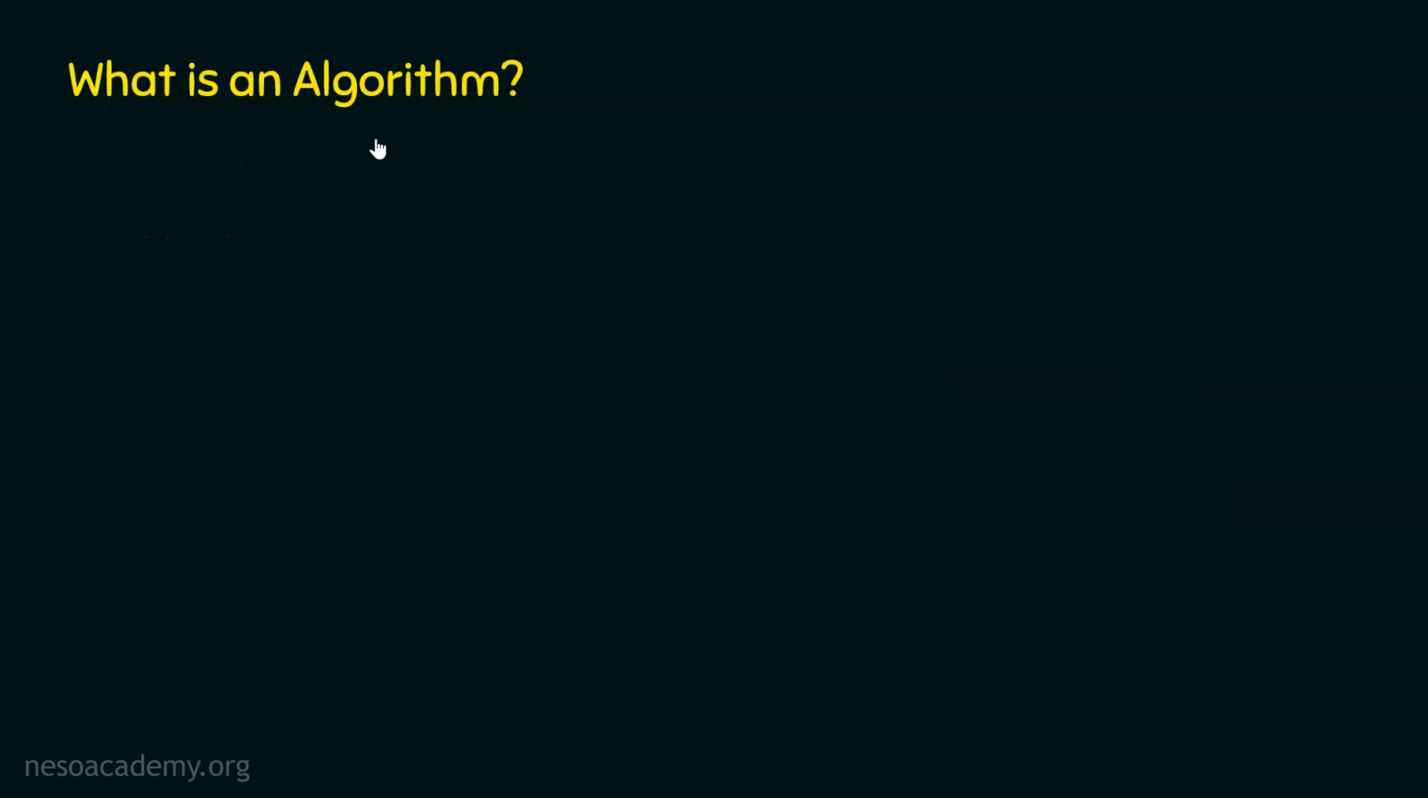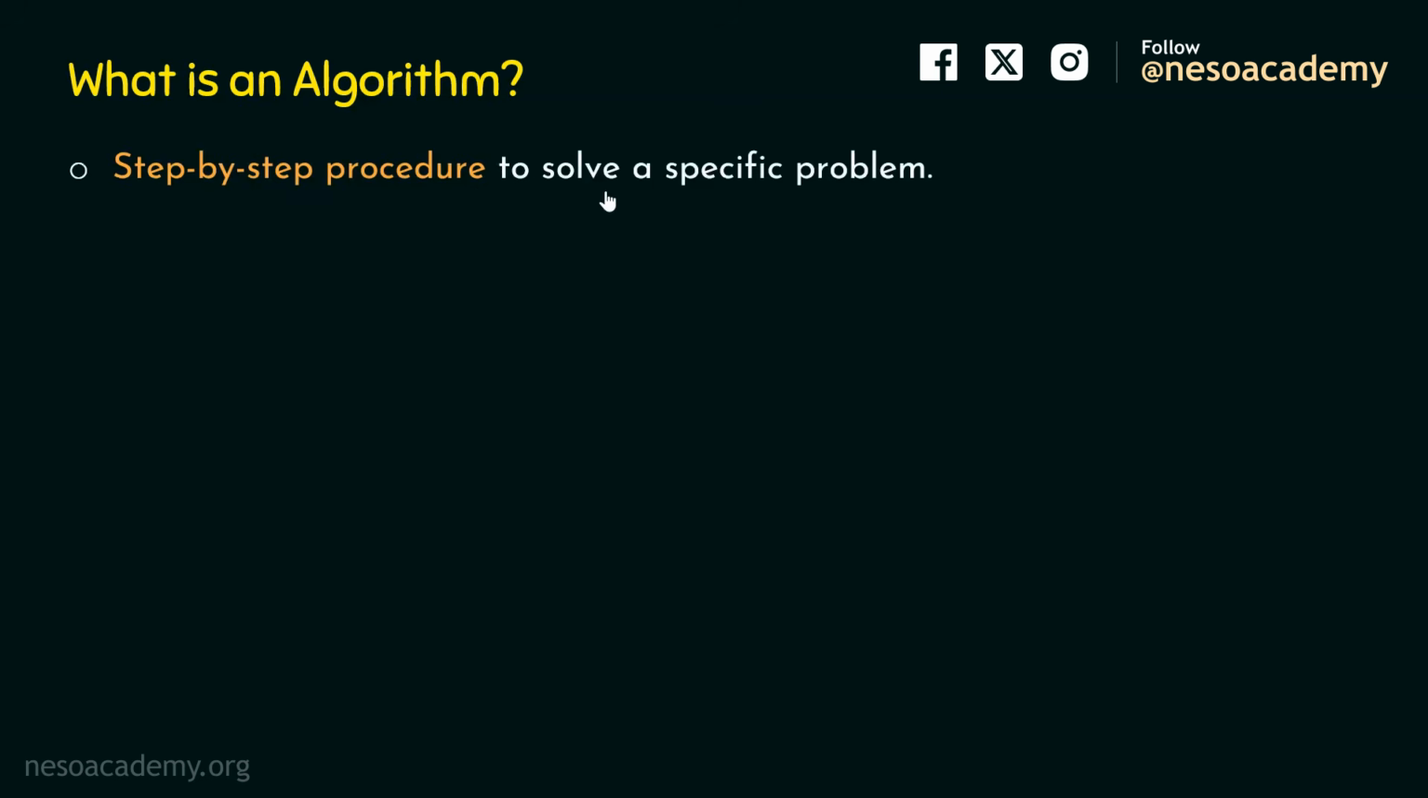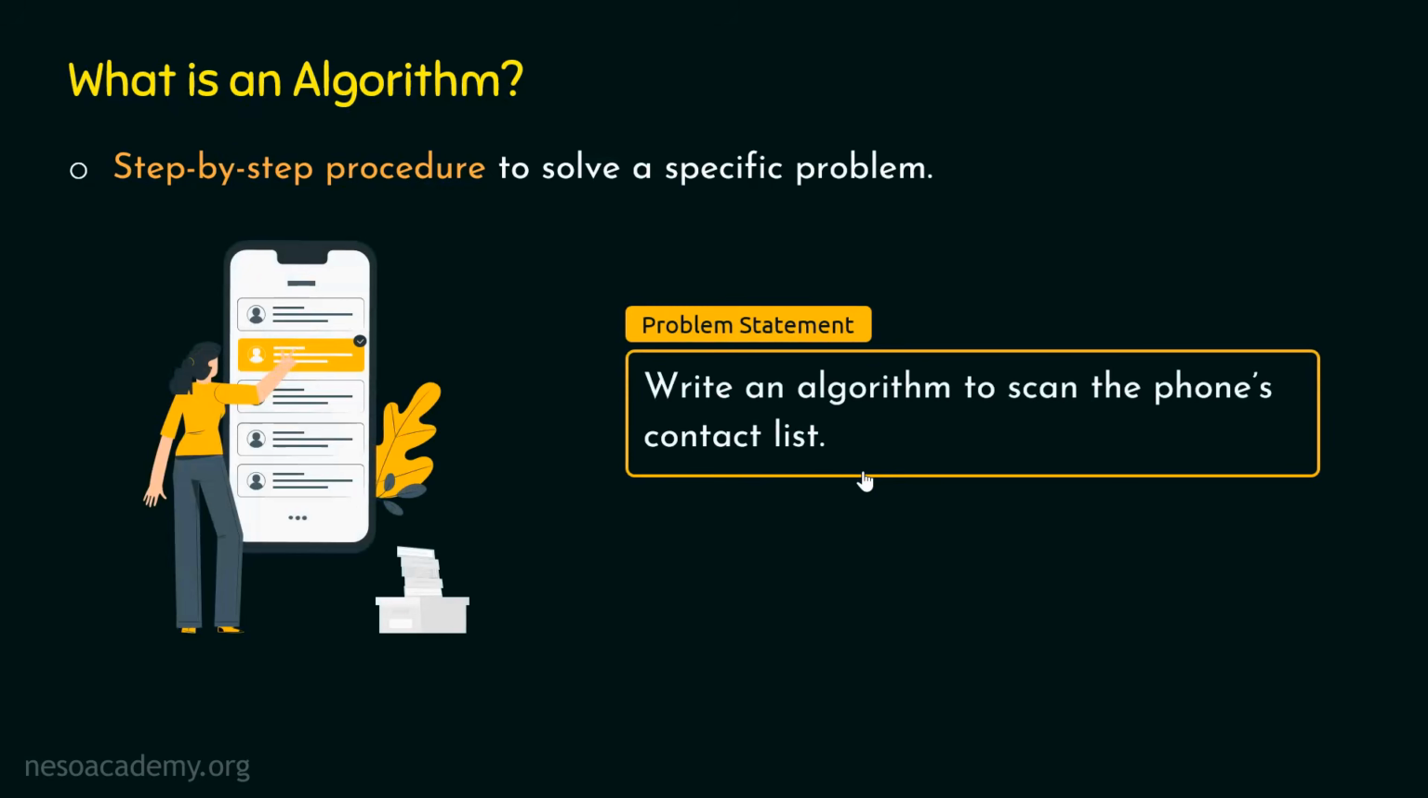So, what is an algorithm? An algorithm is a step-by-step procedure to solve a specific problem. Through an algorithm, we can solve a specific problem in hand. In order to understand this properly, let's take one example. Let's say that we have this problem.